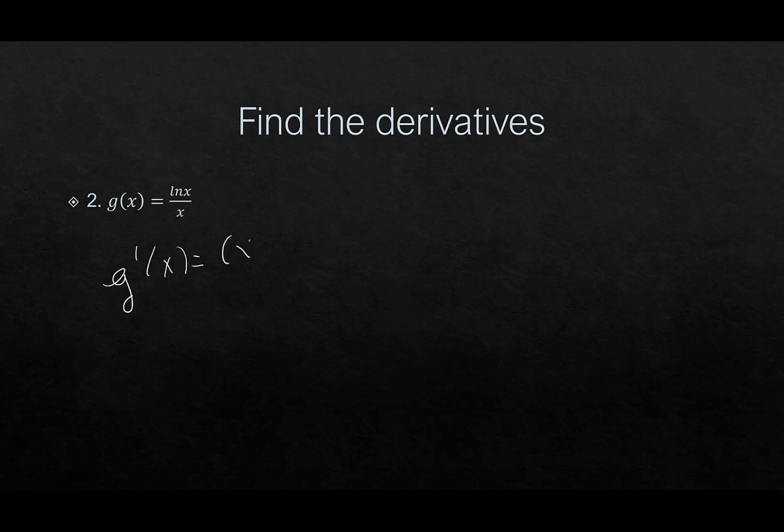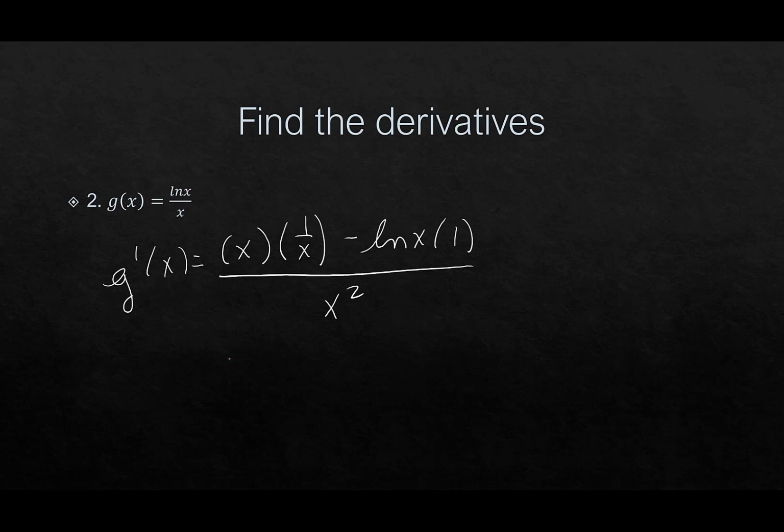So quotient rule starts low, d high: ln of x, the derivative is 1 over x, minus high, natural log of x, d low: derivative of x is 1, all over the bottom squared. x times 1 over x is 1, minus the natural log of x, over x squared.